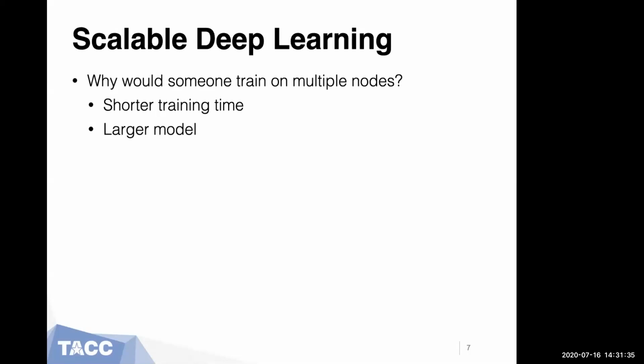So why would someone train on multiple nodes? We already have very strong nodes, right? We have very powerful nodes. We have one node with several GPUs, but why would someone still want multiple nodes?